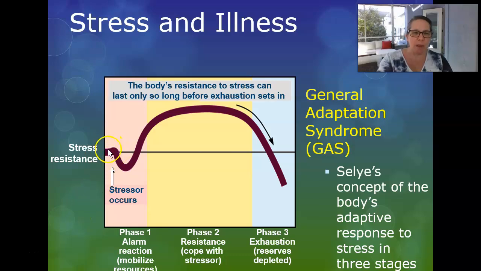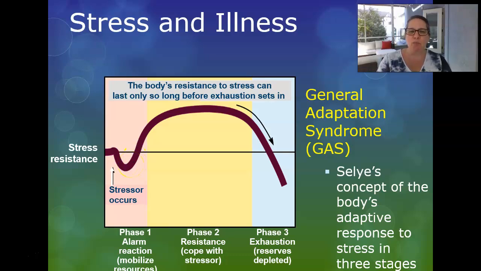So here on the graph, this is where that particular stressor occurs. It could be something as easy as having a flat tire or something more difficult, like dealing with a long-term illness. Okay, so here's where that stressor occurs. This first phase is what he called phase 1, the alarm reaction.